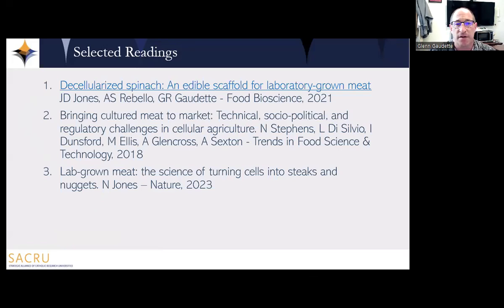Here are a few different materials for reading if you want. The first one is just some of the work we've done from our lab, talking about spinach. The next one really talks about bringing cultured meat, lab-grown meat to the market. And it looks at it from an economic point of view, a technical point of view, a social point of view, a regulatory point of view. And there's a lot involved there. And then a very recent, about a year ago, article talking about lab-grown meat and the science of turning cells into steaks and chicken nuggets and other things.